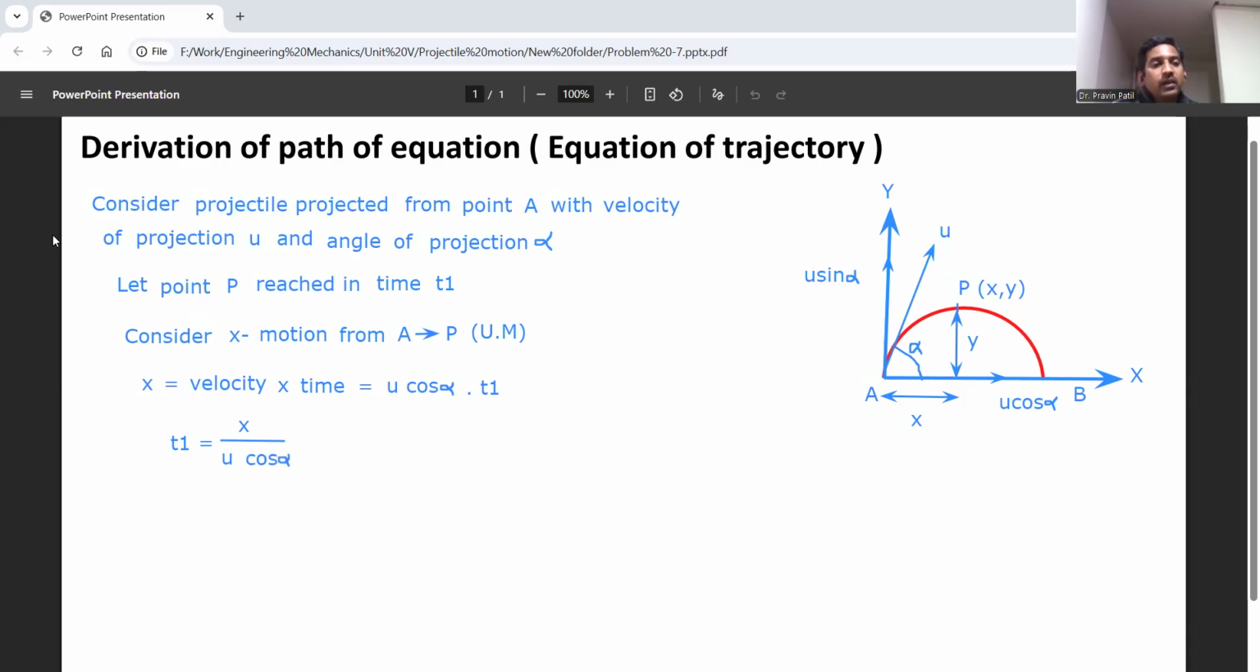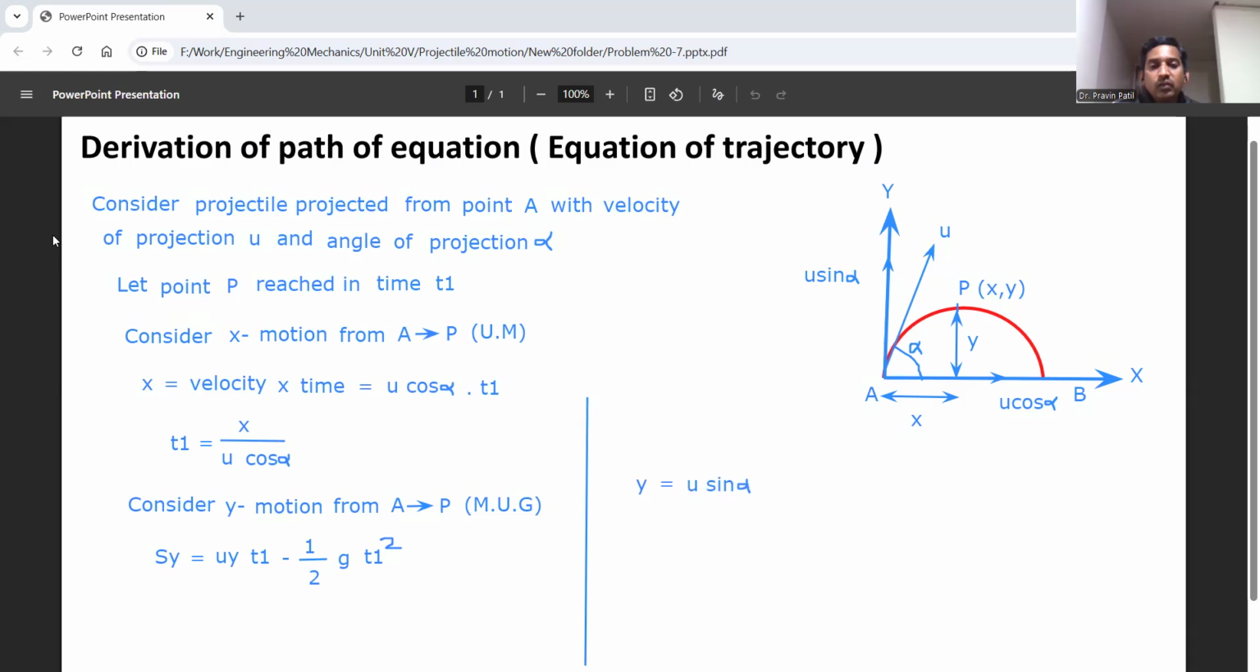Then consider the y motion from A to P, which is motion under gravity. So Sy is equal to uy t1 minus 1/2 g t square. Sy is y with respect to the point, so Sy is y. Then uy is u sin alpha, and t1 is x divided by u cos alpha.